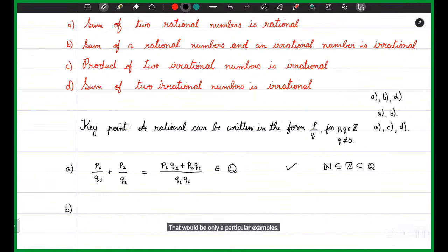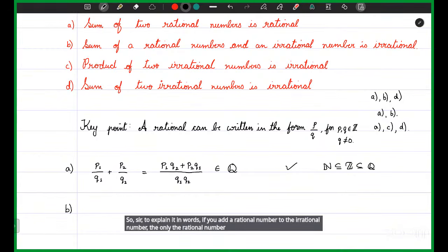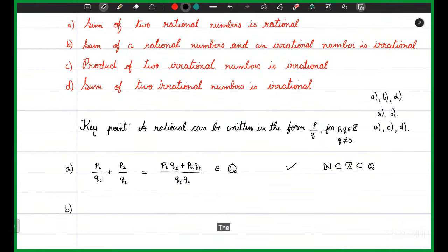So, to explain it in words, if you add a rational number to an irrational number, only the rational number parts add. The irrational number part will remain. P by Q will add up with the irrational number.